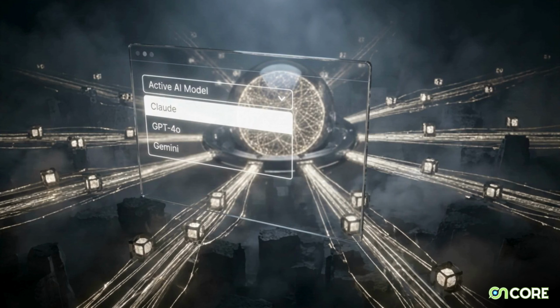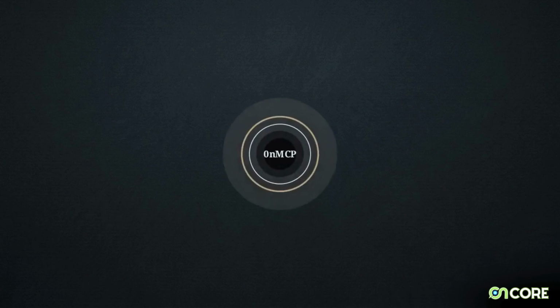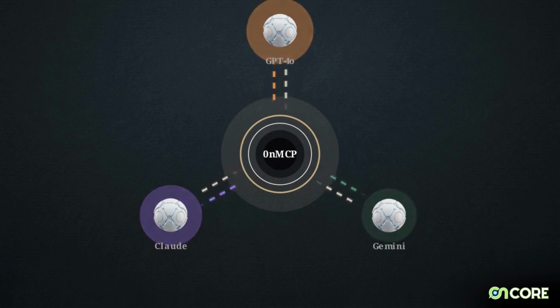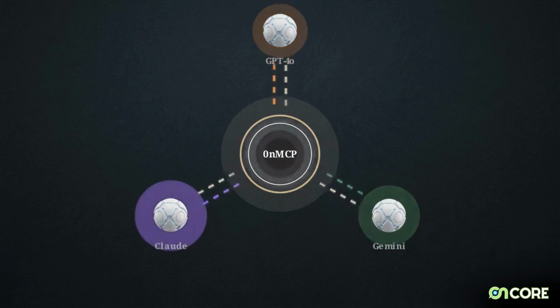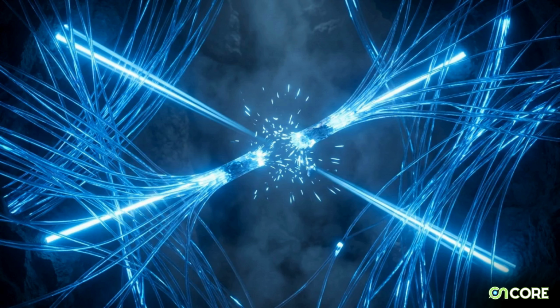Since the orchestration layer is model agnostic, the system functions regardless of which AI provider you use. You can use the 0NPlex Multi-AI Council to force different models, like Claude and GPT-4o, to debate and execute tasks simultaneously. This consensus-based processing removes single points of failure, increasing the reliability of complex, high-stakes tasks.